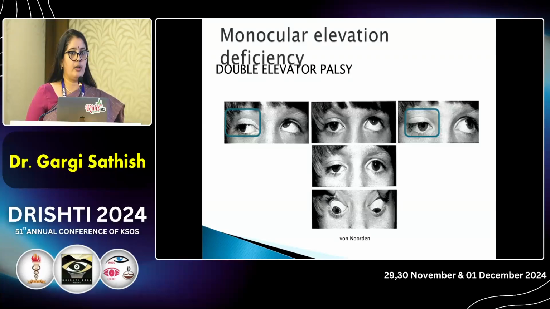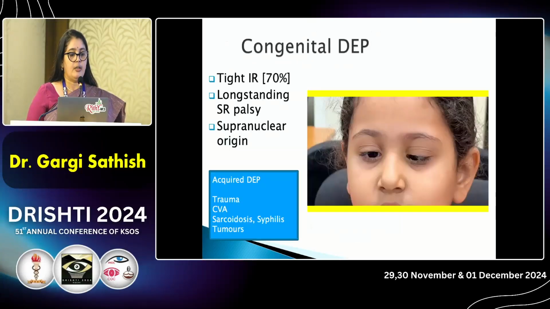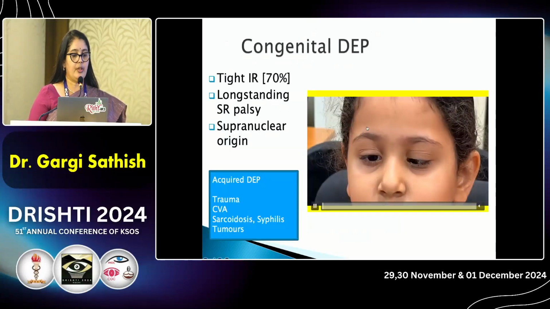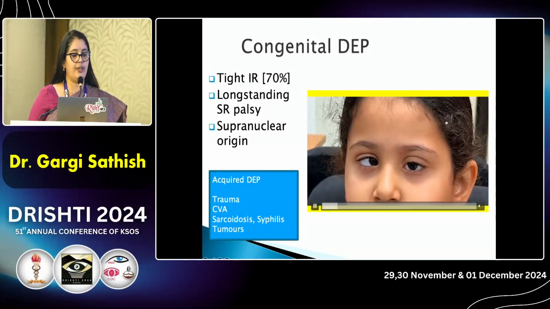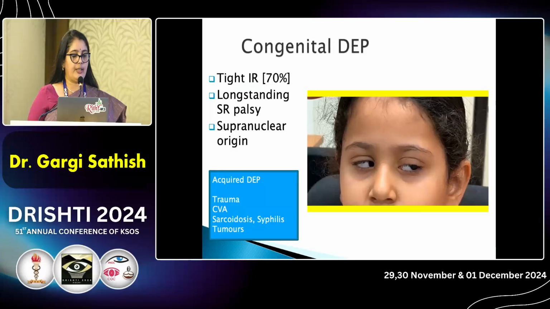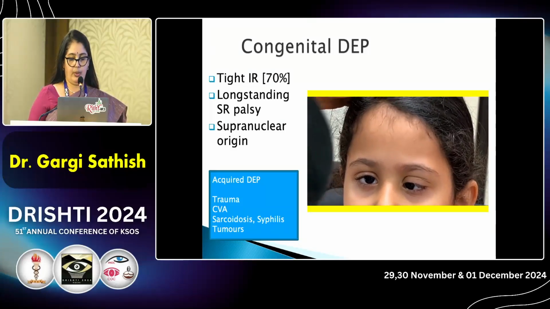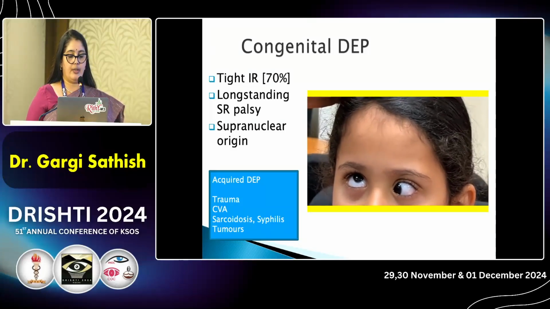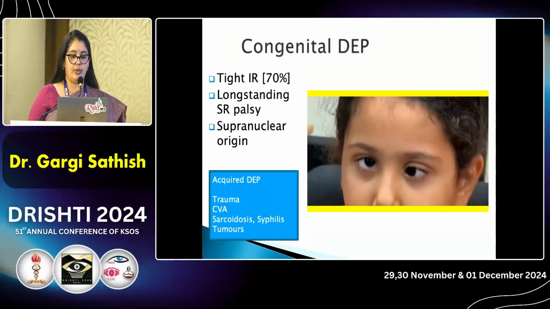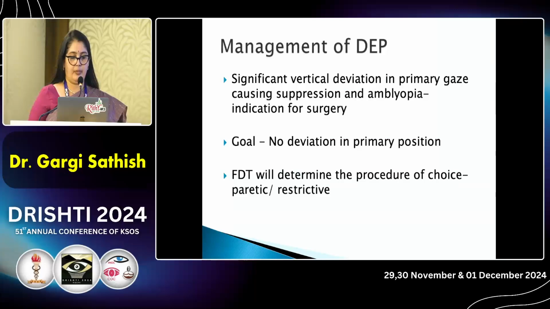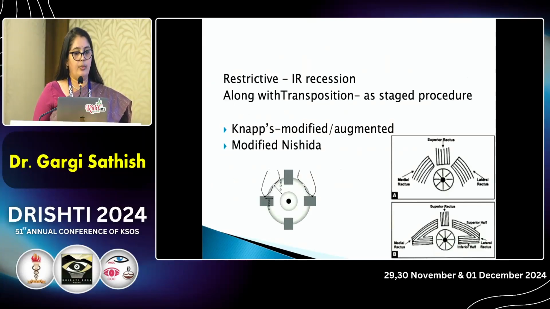Just a mention of double elevator palsy, which is actually a misnomer. It is actually a monocular elevation deficiency. Okay, so both in abduction and adduction, the elevation is restricted, and it is basically of the three types mentioned. Could be due to a tight IR, a long-standing SR palsy, or a supranuclear origin. So in adduction it is elevated. In abduction also it is going to be restricted, the elevation. So basically in DEP also the management depends on whether it is paretic or restrictive, and if it is restrictive, you can do recession along with vertical muscle transposition.